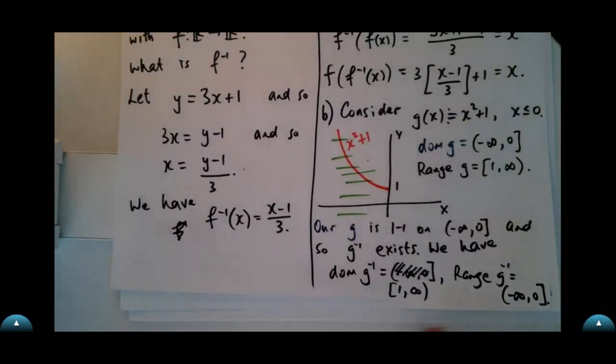Xinyi, you got your hand up. Were you about to point out my error there? Oh, hang on. Yeah, that's correct. That's correct. Okay.